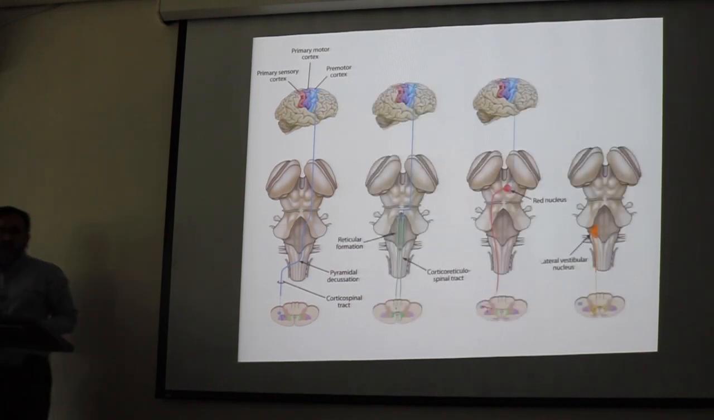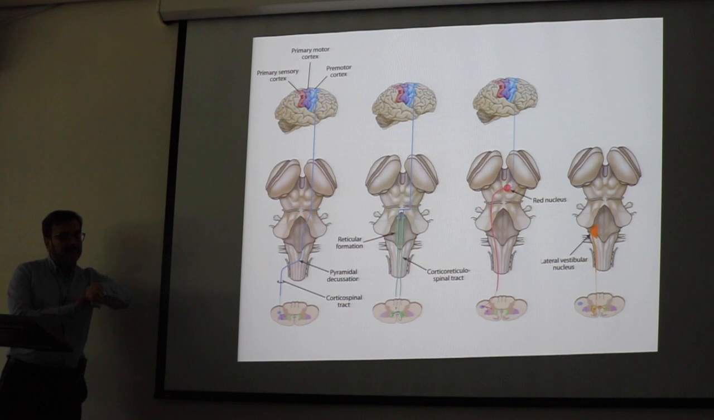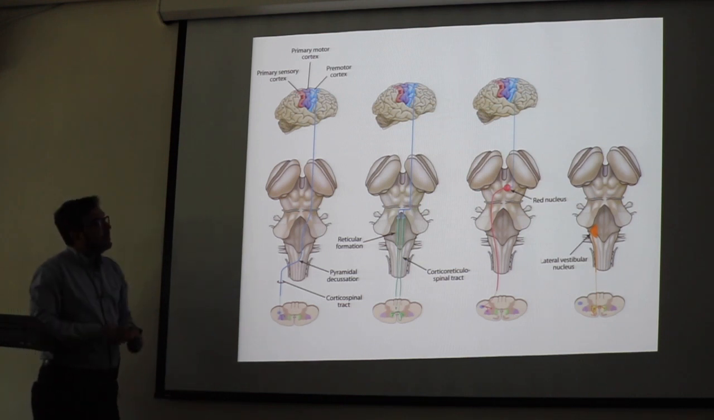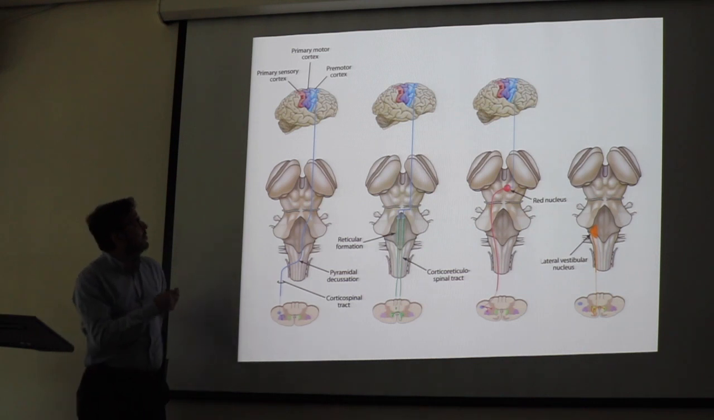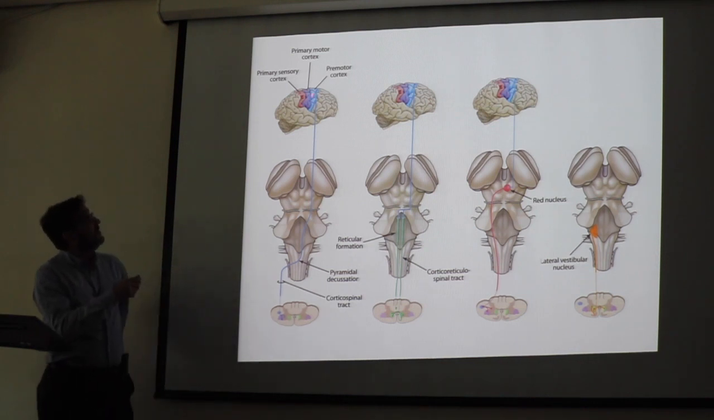Okay. Now we are going to talk about some of these other motor tracts. So we have talked about the corticospinal tract, which is arising from the primary motor cortex, premotor cortex, and the primary sensory cortex. You see it goes down all the way to the lower part of the medulla, where it is going to cross to the opposite side. So this is the corticospinal tract.